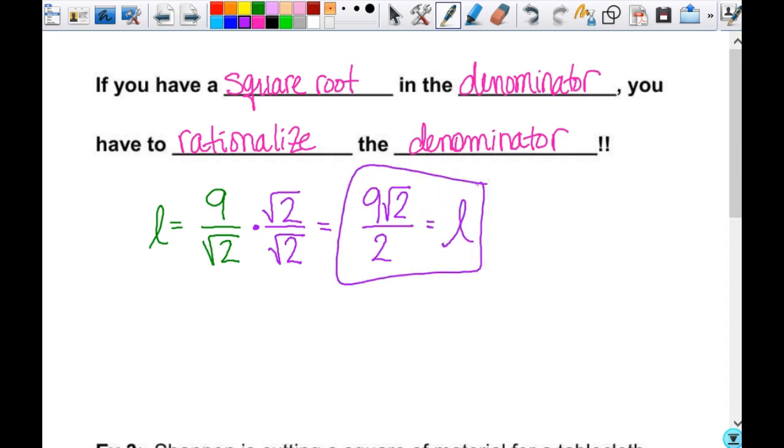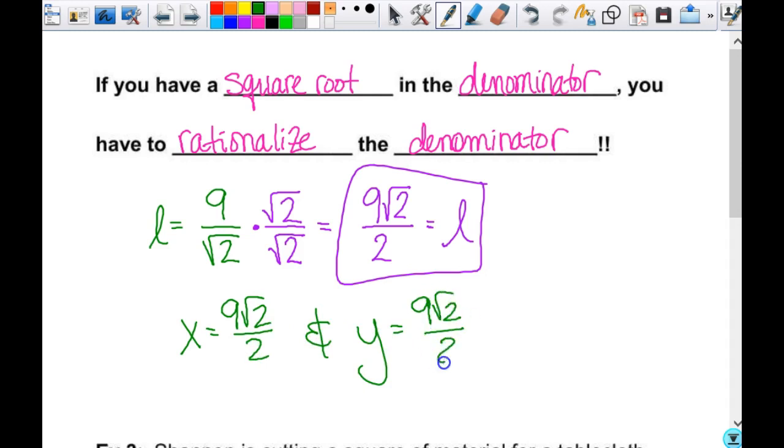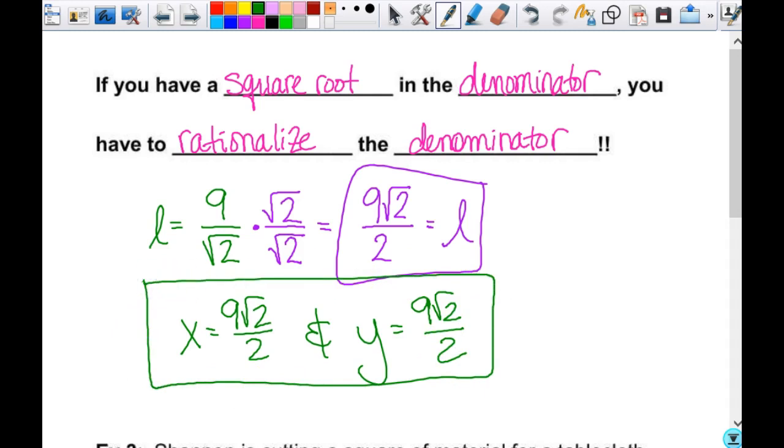Okay? So since that's L, and I had over there that x equals L and y equals L, then x equals 9 square root of 2 over 2, and y equals 9 square root of 2 over 2. Okay, and so this is my actual x and y values there. Now, those look kind of ugly. That's really not anything compared to some of the stuff we're going to get, so you have to get used to that it's not always going to be real pretty answers in the end, but those are your exact answers there. Okay, we good?